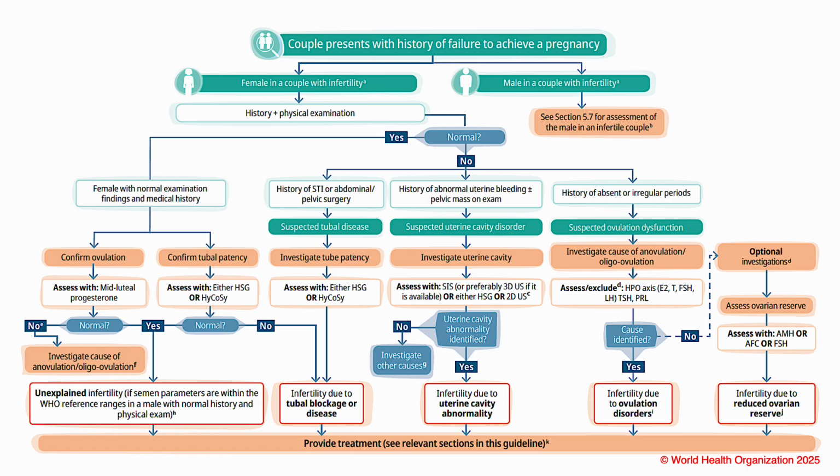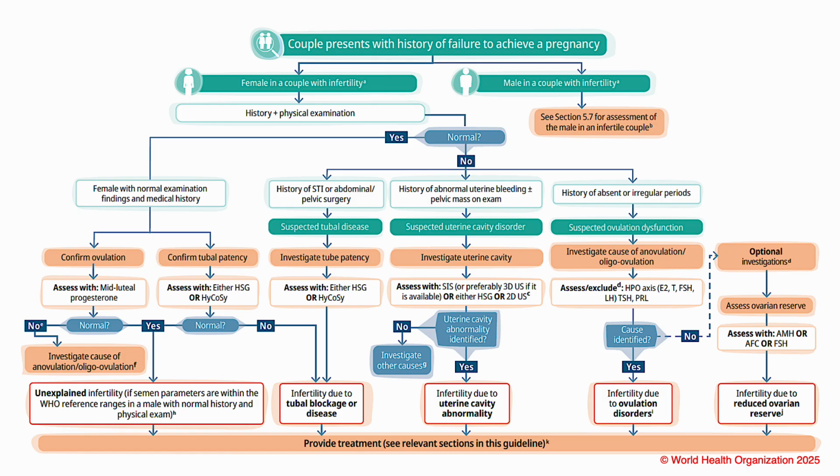So if any problem is there during evaluation of this, the same problem will be tackled, while if both are normal, along with the normal semen analysis, it will be unexplained infertility. Now coming on to if there is some problem in the history or in physical examination. Suppose there is a history of a sexually transmitted infection, or there is a history of pelvic surgery, then suspected tubal disease is there, and we have to investigate the tubal patency either with HSG or HyCoSy.